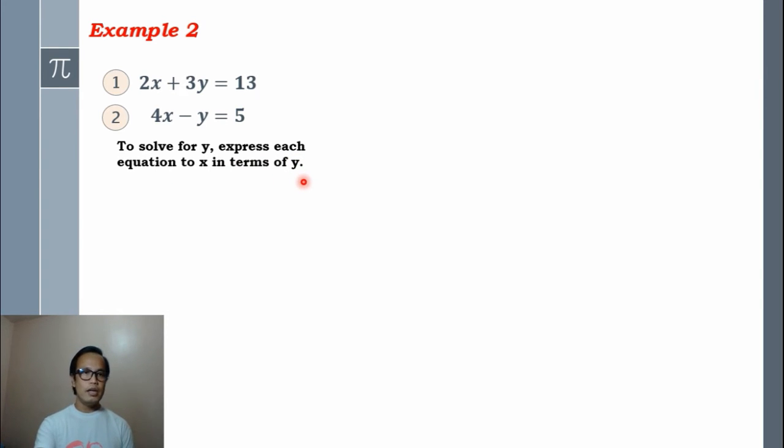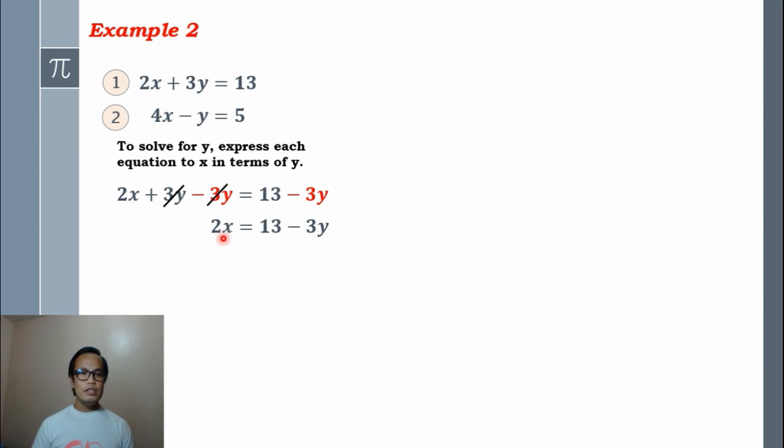So let us start with equation 1. Our equation 1 is 2x plus 3y equals 13. Since we have to express this equation 2x in terms of y, we need to eliminate the 3y so that only x shall remain at the left side. Of course, to eliminate this 3y, we will subtract 3y at the left side and subtract 3y at the right side. In this case, we cancel out the 3y. So what remains at the left side is 2x equals, we copy 13 minus 3y.